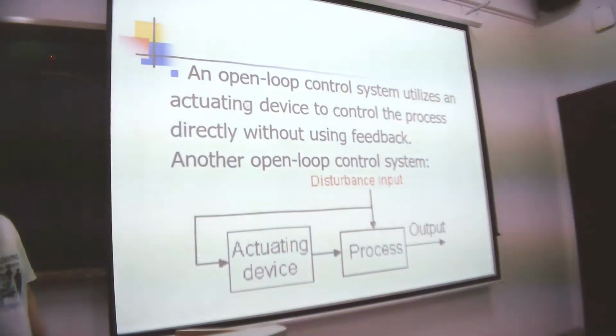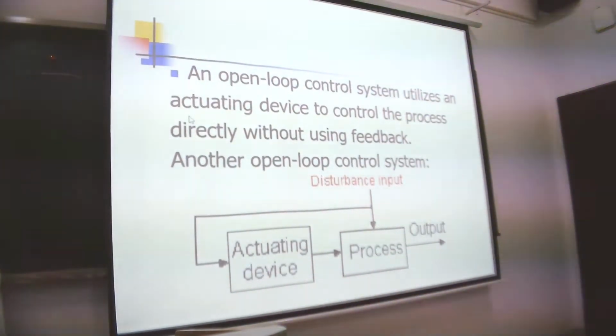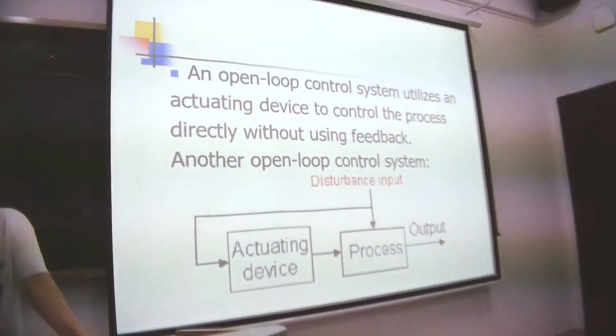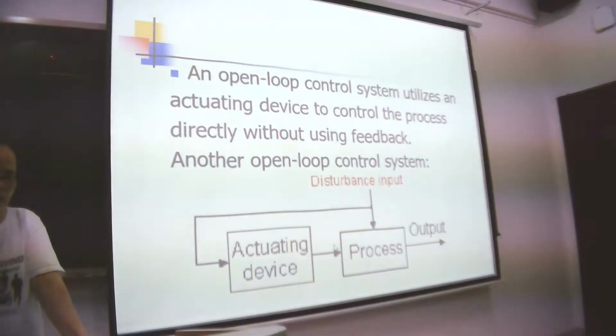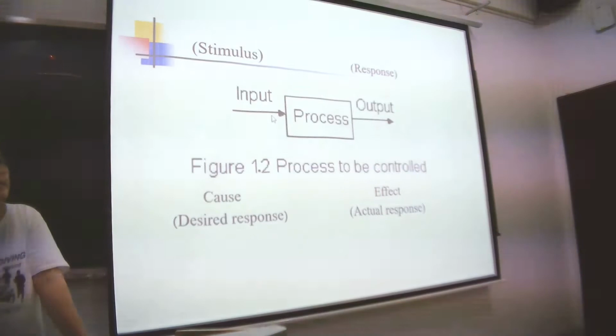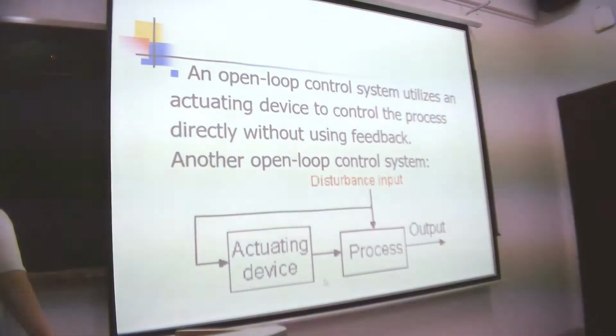Now, the open loop control system can use an actual device to realize this process directly, without user feedback. Another open loop control system is like this. This is also an open loop system. We can see here is the open loop system. This is very simple. And more generally, the open loop control system is like this.